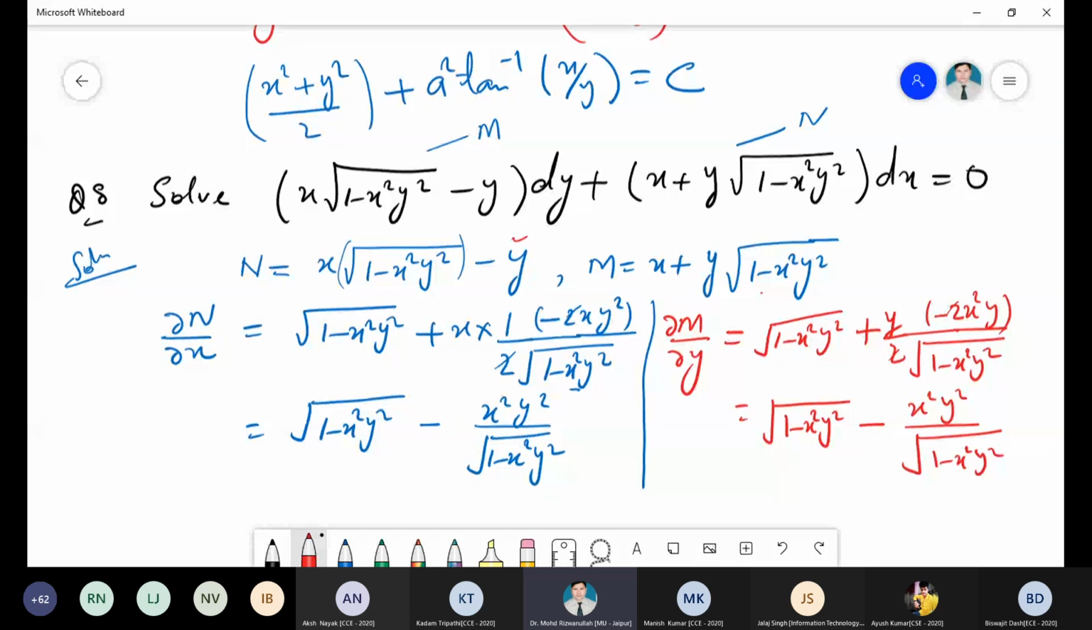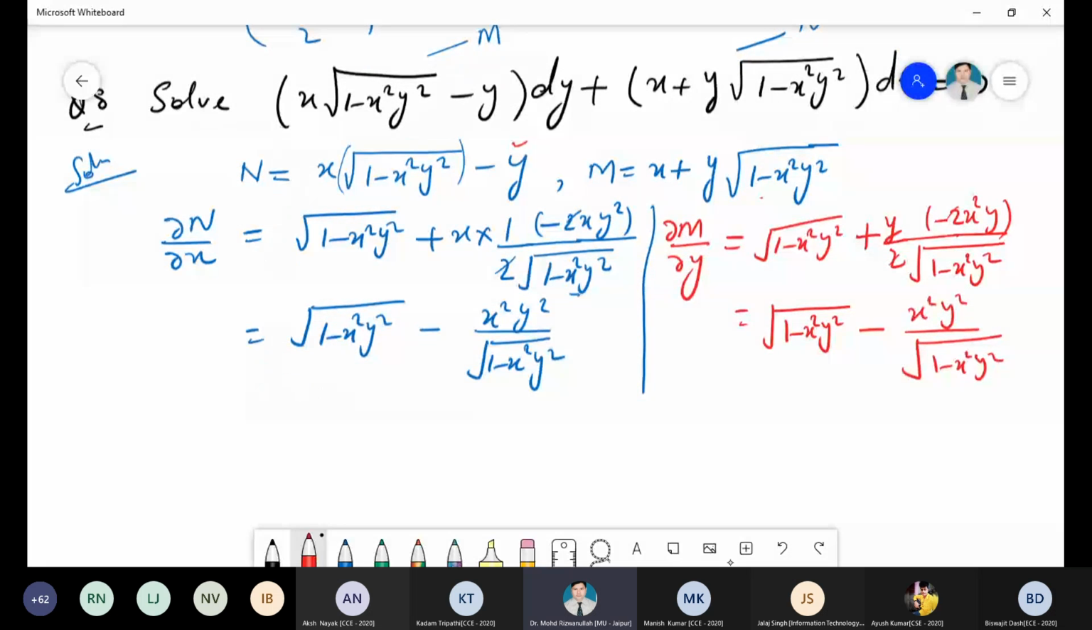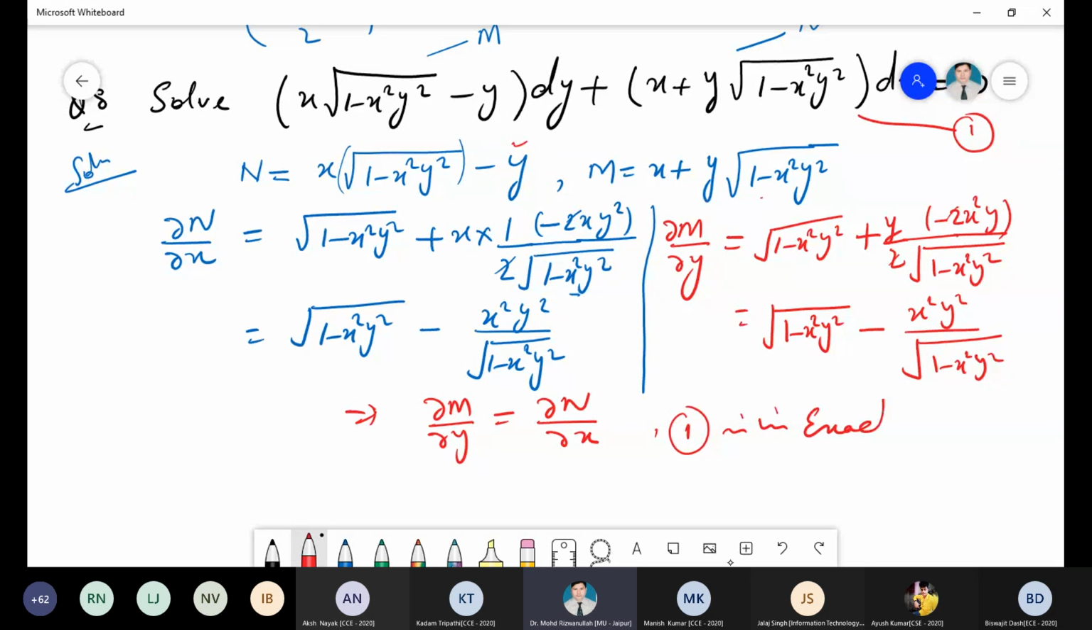So it is equal. This implies that del m upon del y equals del n upon del x. Correct? So this equation 1 is in exact form.